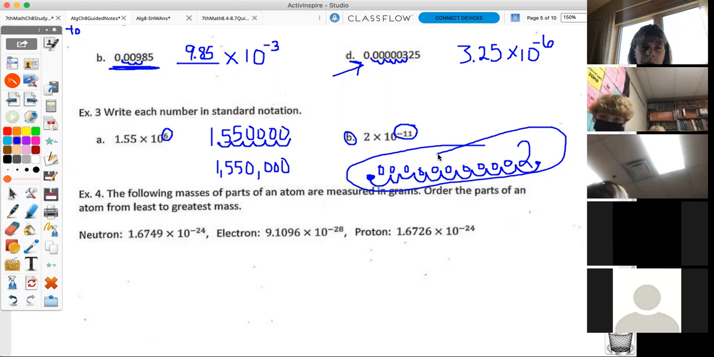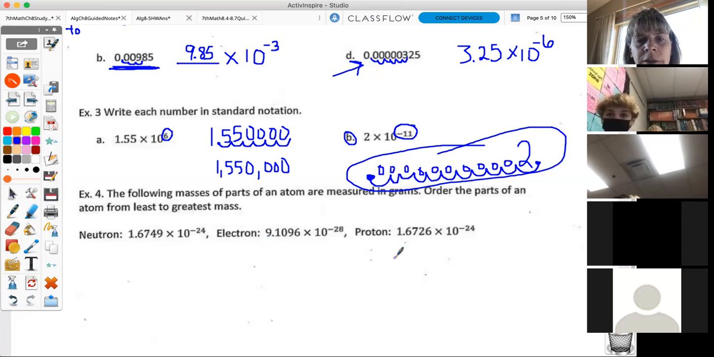All righty. So you guys, that's how you change back and forth between standard and scientific. And then we have one more problem and then you guys can get started on your homework, okay? So we need to not only be able to write from standard to scientific and scientific to standard, but we also need to be able to compare numbers. Okay, so remember when you compare, you're trying to decide less than, greater than, equal to.